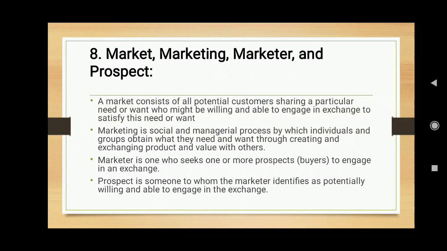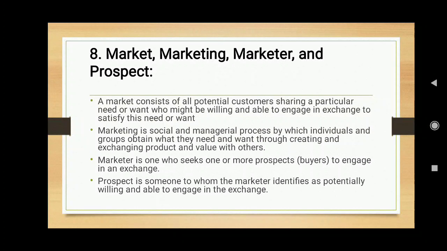And the last core concept of marketing is market. Already we have defined what is market, what is marketing, and who are the marketers. So market is the place where buyers and sellers meet each other. Marketing is the social and managerial process by which an individual's needs and wants are fulfilled and the customer gets satisfaction. And a marketer is a person who fulfills the needs and wants of the consumers, right?